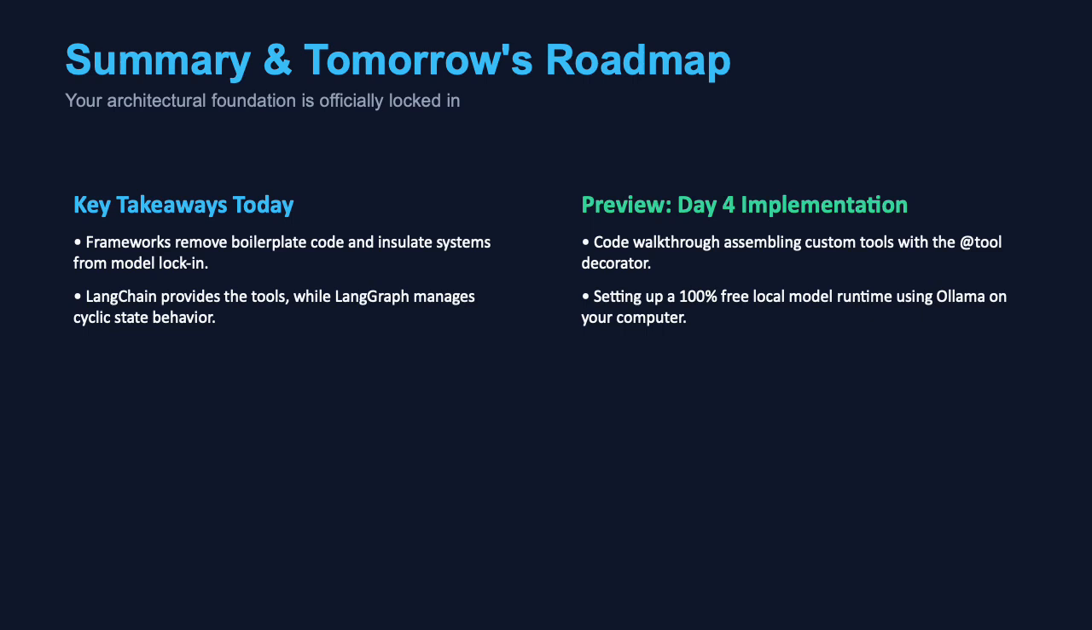Let's do a quick lightning recap of what we learned so far. Frameworks are essential because they stop our code from turning into messy Maggie noodles and save us from vendor lock-in. LangChain brings the giant box of pre-built tools and adapters, while LangGraph gives us a treasure map, the shared backpack state, and the power to loop safely without crashing.